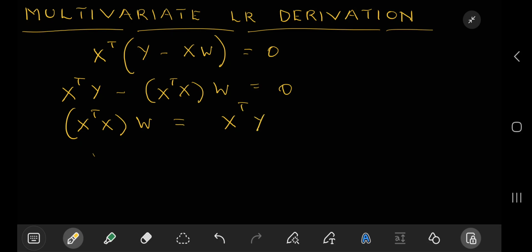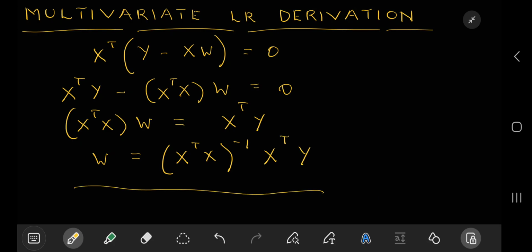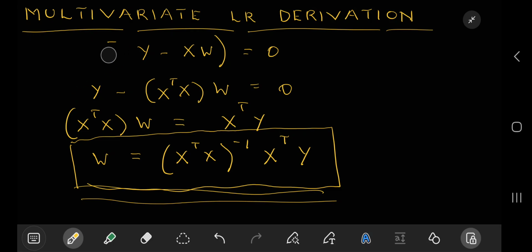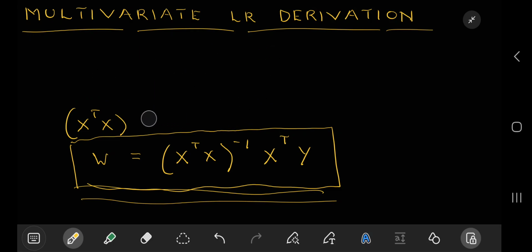What is the next step? To find the value of W. If I take this X transpose X to the other side, W will become (X transpose X) whole inverse X transpose Y, right? So this is the final derivation for the value of W. If you want to find the value of W, you have to do (X transpose X) whole inverse into X transpose Y. Now let us revisit the dimensions and see whether it matches up, because it should match up, then only the whole derivation works.